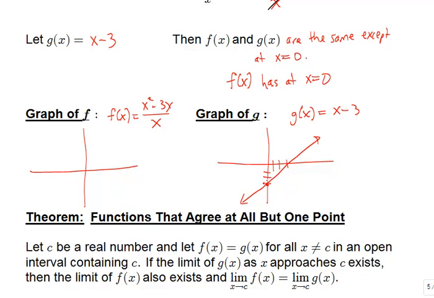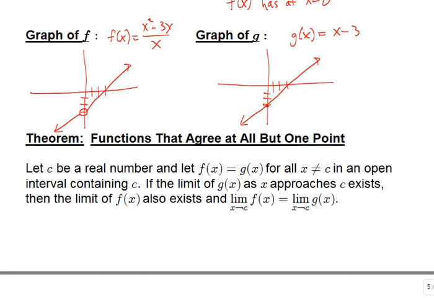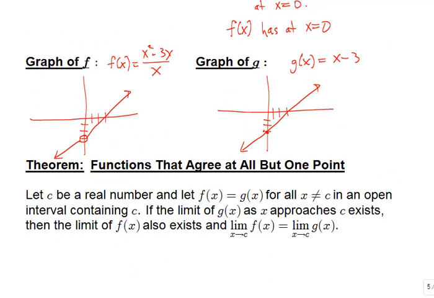Now x equals 0 would normally be this y-intercept. So instead of having a nice solid dot there, on the graph of f we're going to have that open circle. And then the rest of the graph will look just like our straight line. So f and g are functions that agree everywhere except at one point, except at 0. And what we're going to see in this next theorem is that if you have two functions that agree everywhere except one point, then they have the same limit at that point.